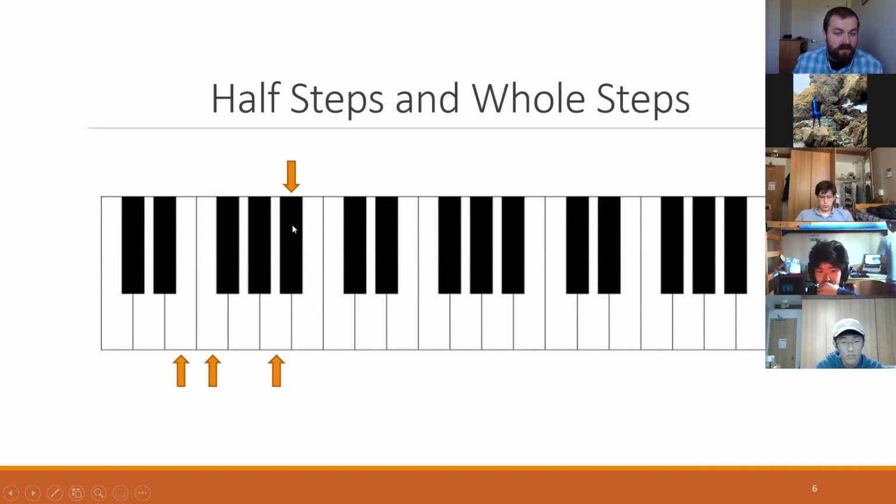Conversely, here we have a white key. To the next adjacent note is a black key. That is also a half step. If we started on the black key and descended to a white key, that's still a half step. It's all half steps.